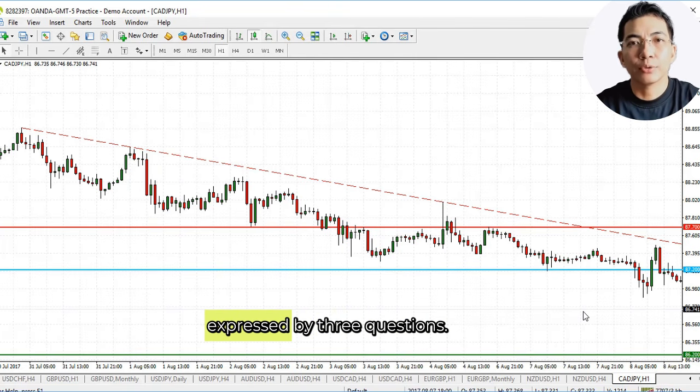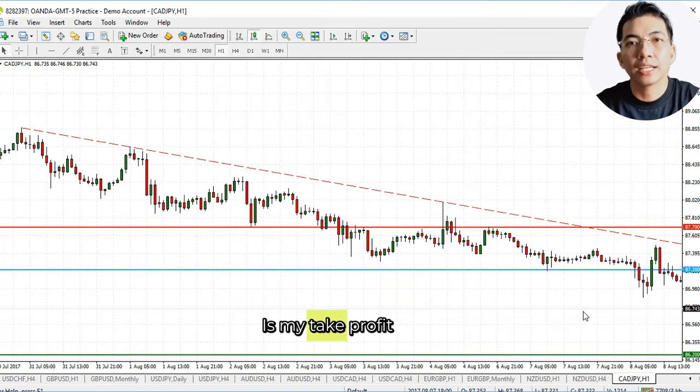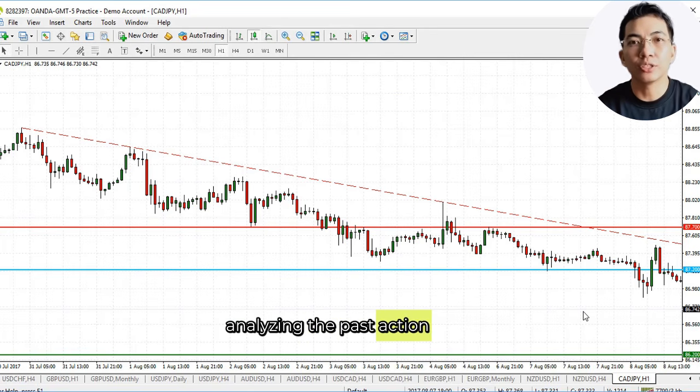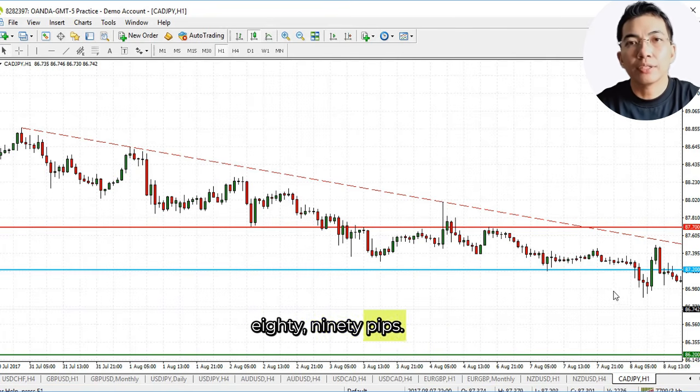This can also be expressed by three questions. Is my take profit at a good level? Is my take profit at an unrealistic level that the price will not reach so easily? Am I missing a chance to get more pips and so a better take profit? Let's check if this take profit is correct, analyzing the past action of the price. Every time that the price went down from the downtrend line, the price went down by 80-90 pips. Also, I need to consider that since the downtrend has started, the currency pair has already lost almost 200 pips.